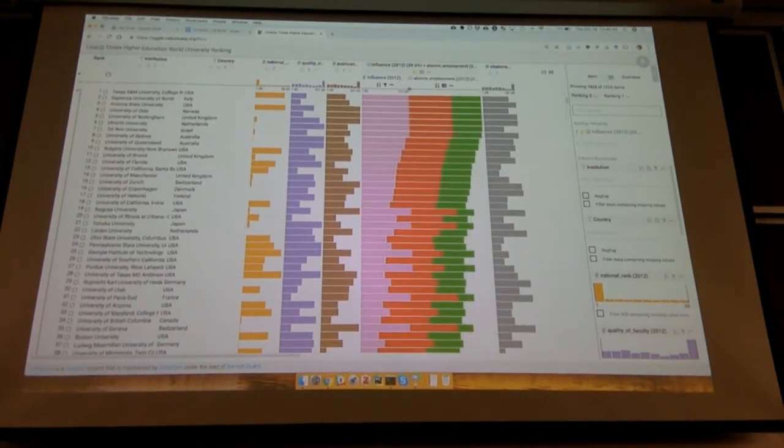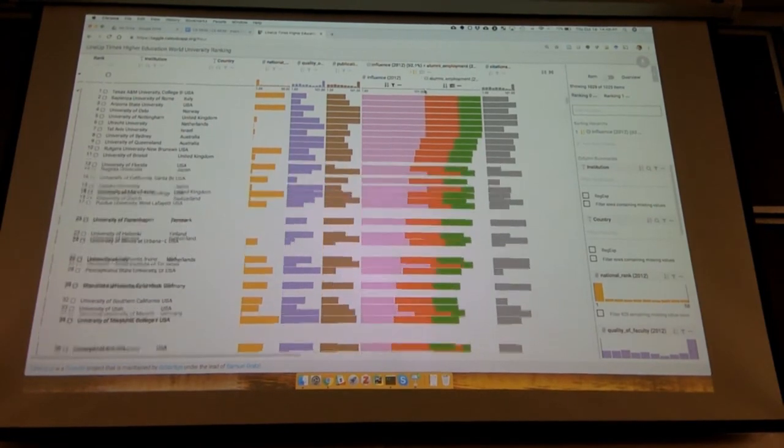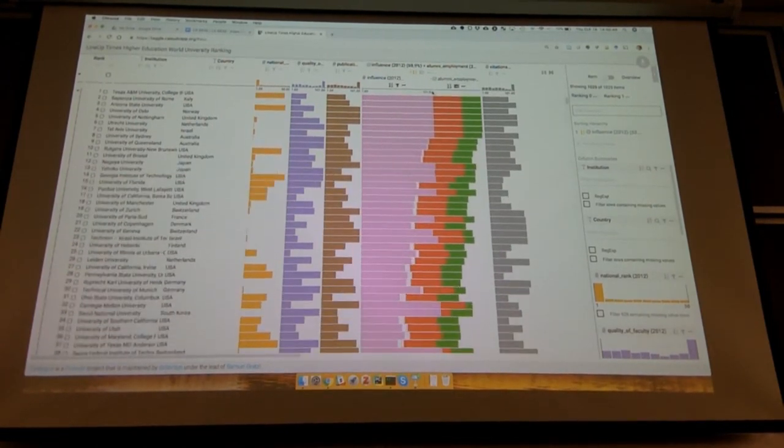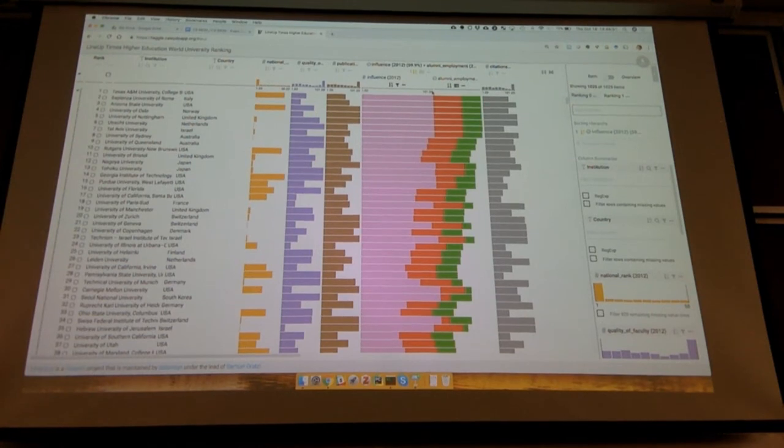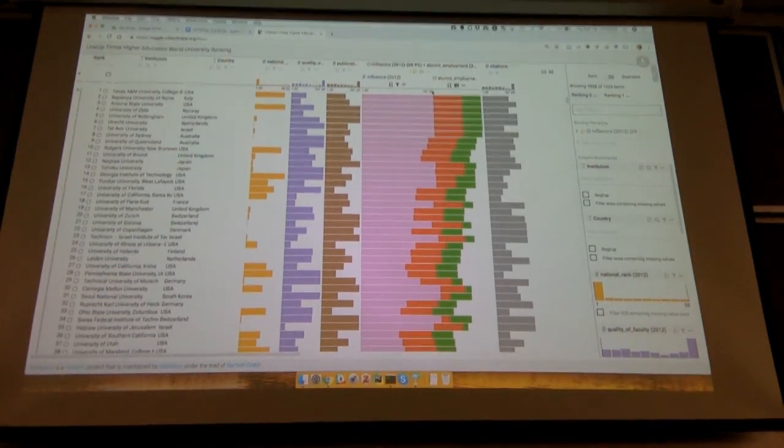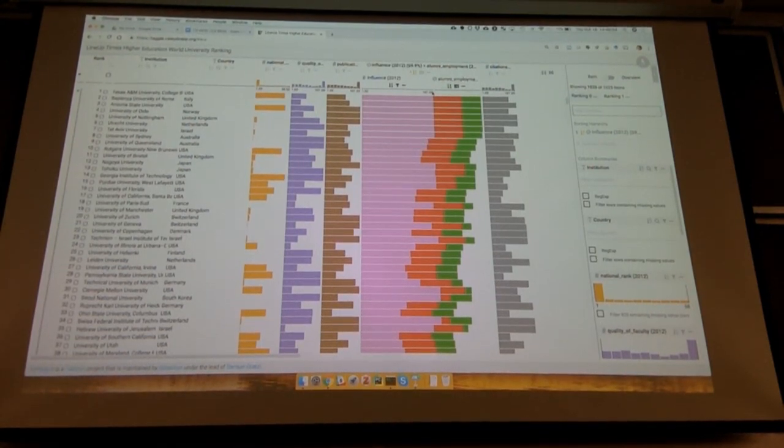Yeah, so here I can adjust the weights, and then we can see the updated ranking as we had it before. And so this is implemented in D3, and it works just as well as our OpenGL version.